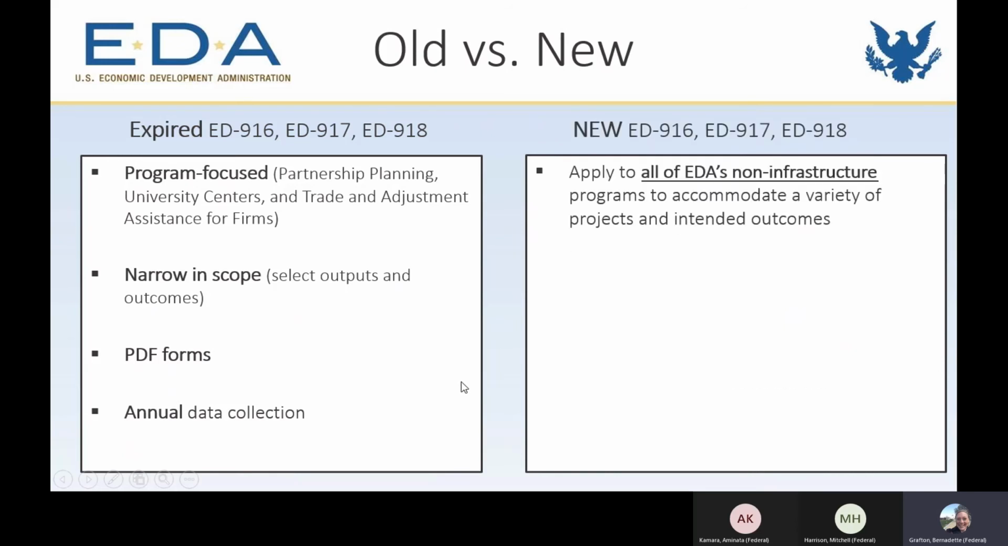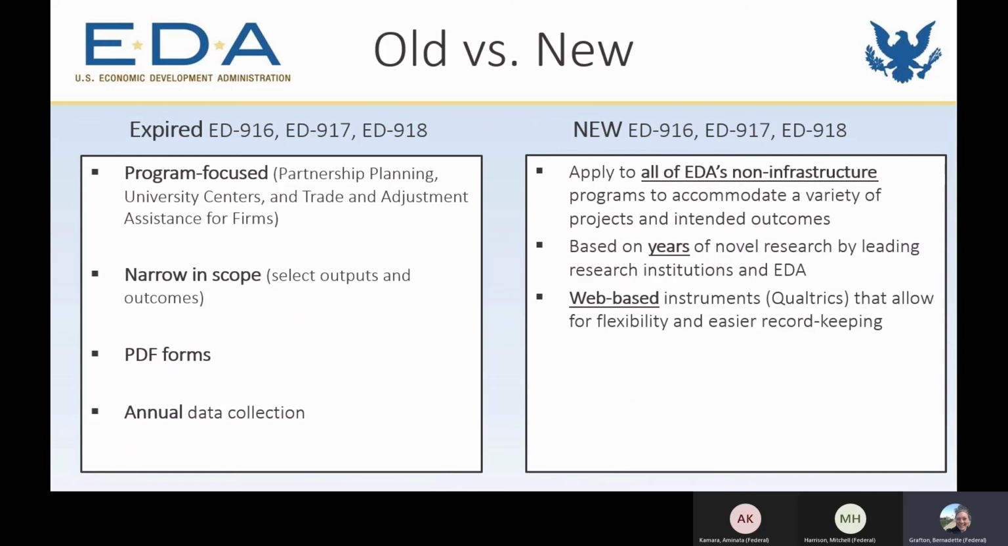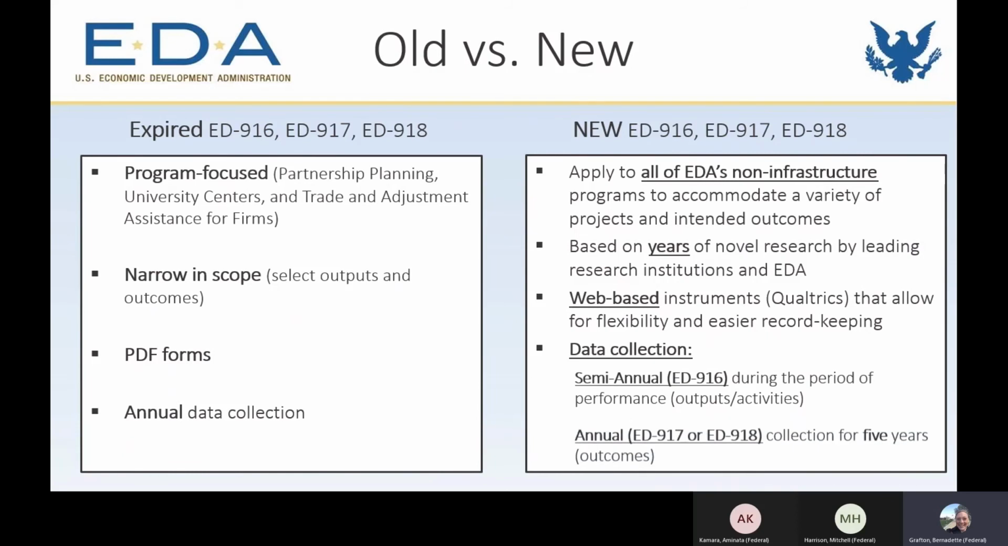The new versions apply to all of EDA's non-infrastructure programs and can therefore accommodate a variety of projects and intended outcomes. They're based on years of novel research by leading research institutions and EDA. They're web-based, and so they allow for flexibility and easier record keeping. And the data collection is both semi-annual and annual, allowing us to gather information on outputs and activities, as well as on outcomes.